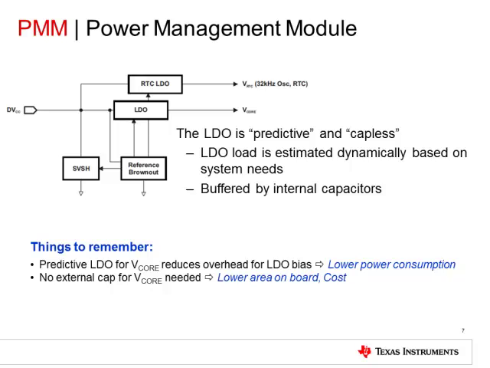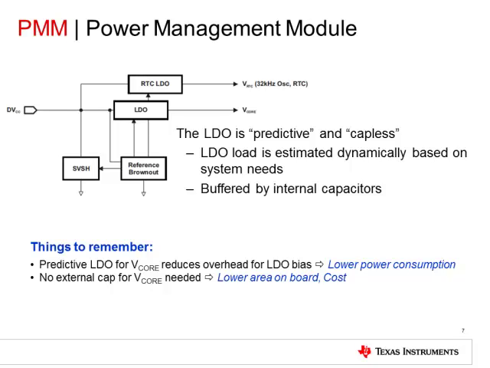The power management system on the FR59 plays a significant role in lowering the overall system power. The PMM uses an intelligent mechanism of power gating, which in combination with the predictive LDO ensures that the system is constantly and dynamically adjusting to changing load requirements in a manner that is completely transparent to the end application.